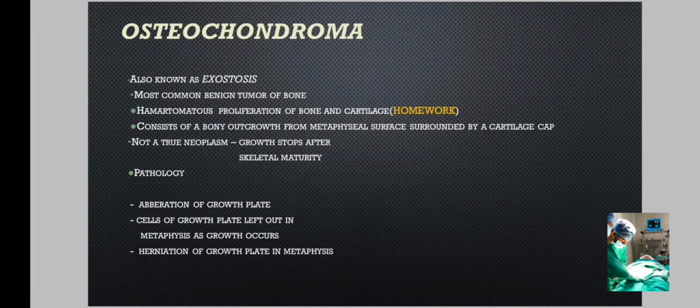There is another theory of this, that there occurs some herniation of the growth plate into the metaphysis, and these give rise to the osteochondroma. The interesting part about the osteochondroma is that they grow away from the joint line. You have to remember that in X-ray also you can classically see this thing.